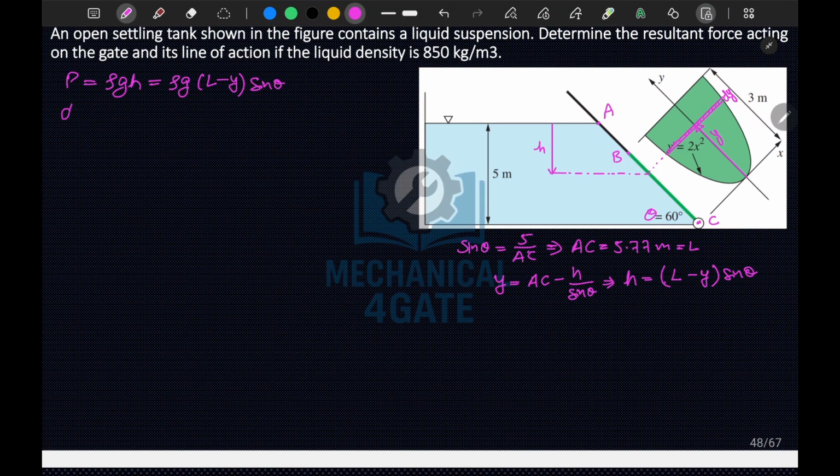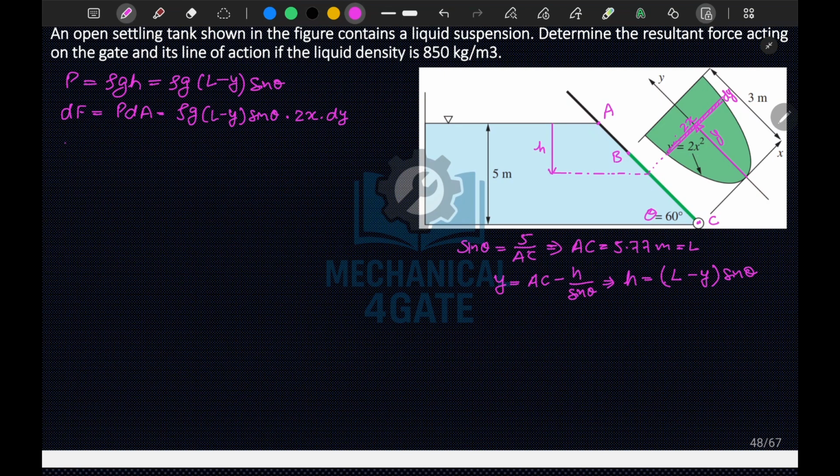If I talk about the elemental force, the elemental force will be P times dA, where P is rho g times L minus y times sine theta, times dA. And now dA is your width. This 2x is your width here, x on both sides, so 2x times dy. We can directly put x is equal to root 2y here.